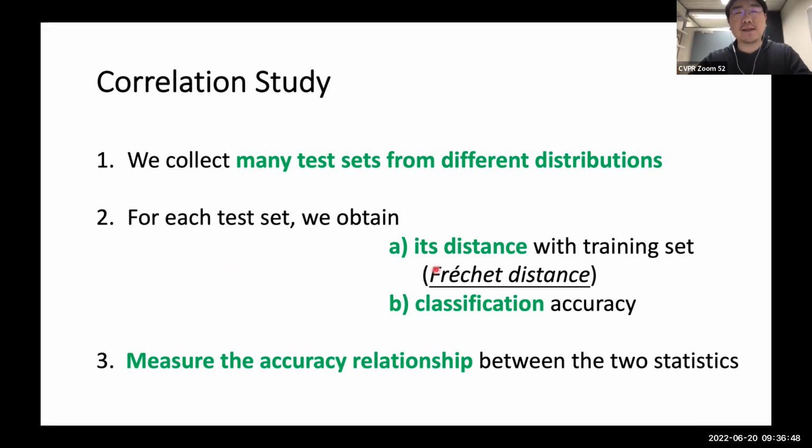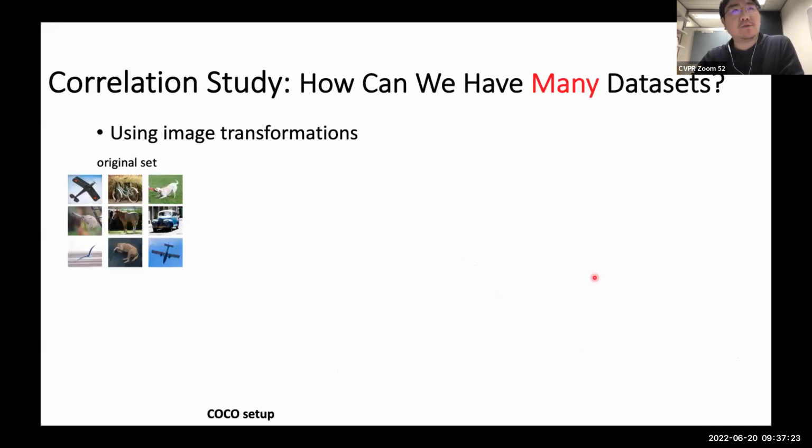In answering the question raised just now, for this correlation study we use a very simple feature distance, which characterizes the distribution difference between two data sets. This distance gives you a scalar, so that this number indicates how different your two data sets are. We want to do this correlation study, and to do the first step, we must obtain lots of test sets. So how can we do that?